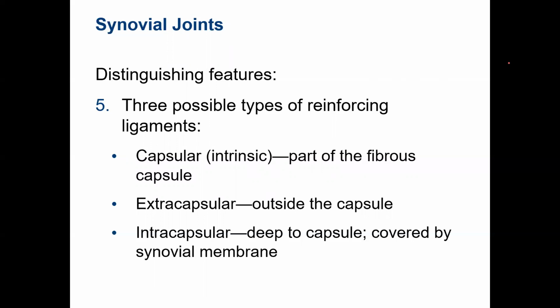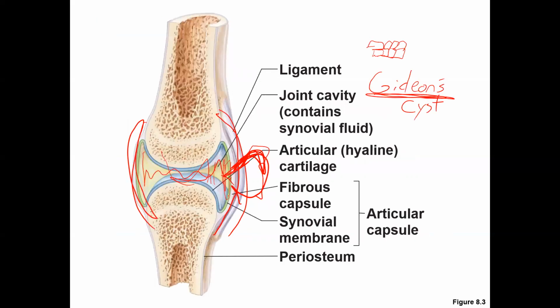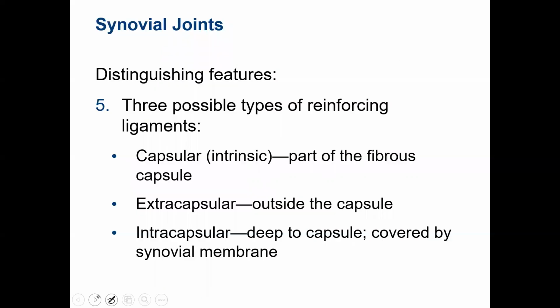The capsular ligament. This is part of the joint capsule. So like here, capsular ligament. Right? But some joints have extracapsular ligaments, ligaments above and beyond the joint capsule, or even intracapsular ligaments, which are back behind it, under the joint capsule.